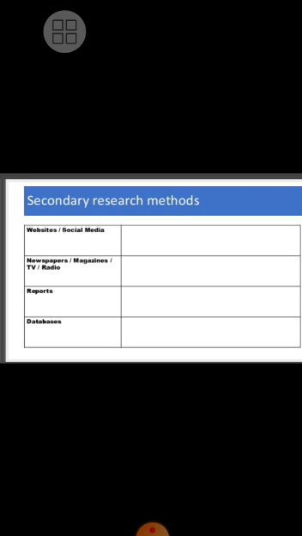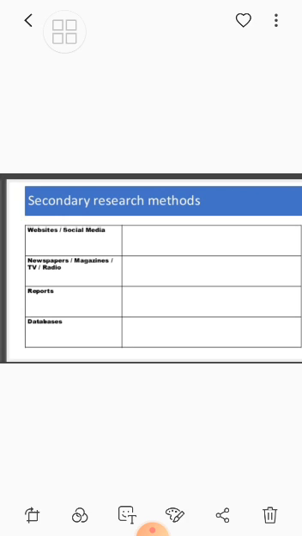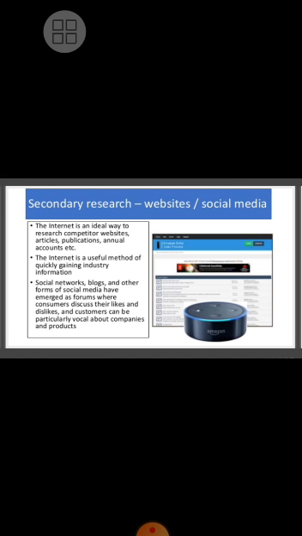This data already exists, and if we want some information relating to that data, then we can get help from these different options which are given here. So let's discuss. The first method is website and social media, and this is the most commonly used method of secondary research. If you are given some project, instead of conducting primary research, definitely you will search Google or any other search engine to know different facts about anything.